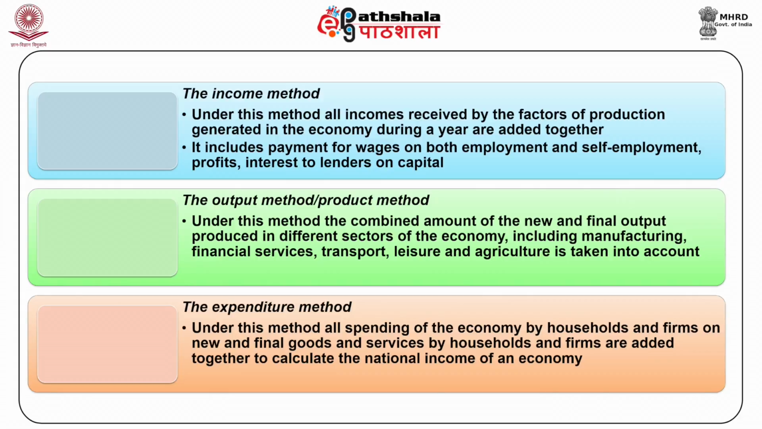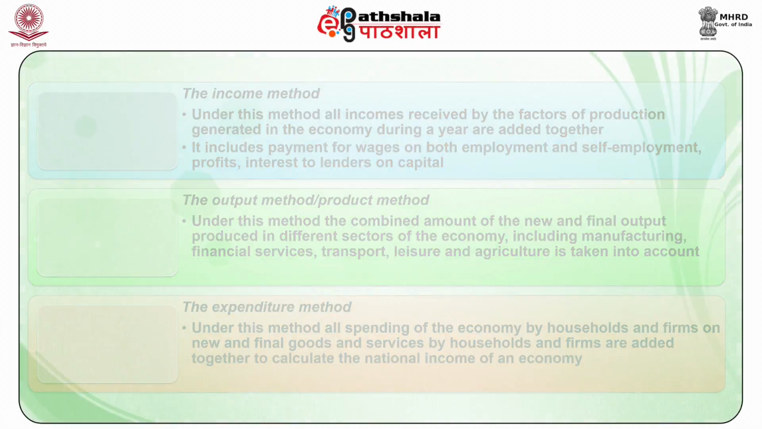Under this method, the combined amount of new and final output produced in different sectors of the economy, including manufacturing, financial services, transport, leisure and agriculture, is taken into account. Third is the expenditure method. Under this method, all spending of the economy by households and firms on new and final goods and services are added together to calculate the national income of an economy.